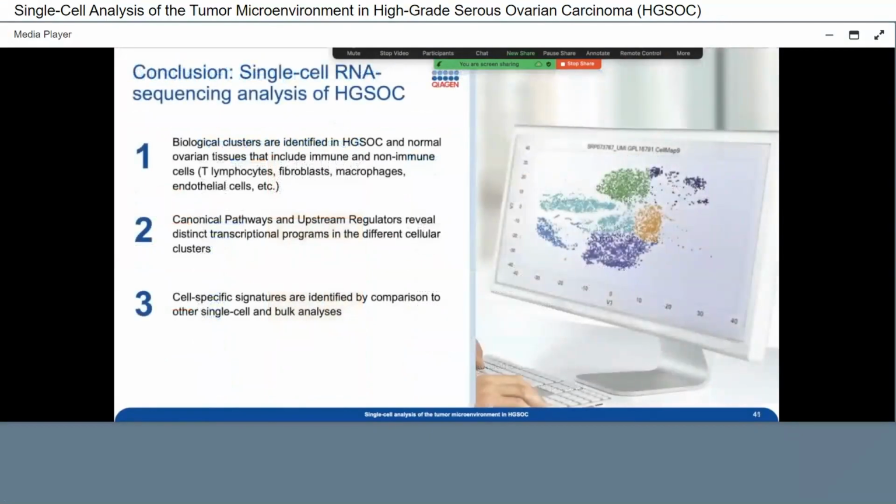And I would like to conclude, right? First of all, we can identify biological clusters, very important. We can see this is an interplay with many cells of immune and non-immune origin. We can look at chemical pathways. We can look at upstream regulators. We can see what are the different programs that are in play. And we can look at cell-specific signatures and compare against the rest of our universe, which is this huge set of data sets, basically hundreds of years of work at our disposal. We can compare and try to understand what's going on in your data set.